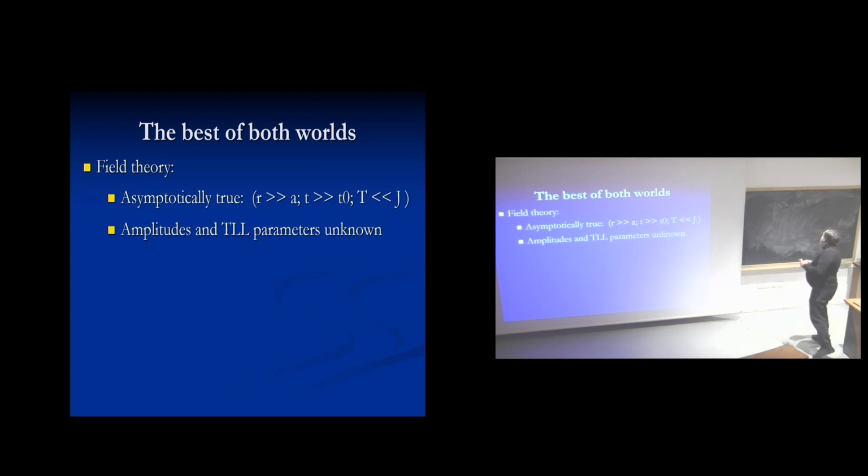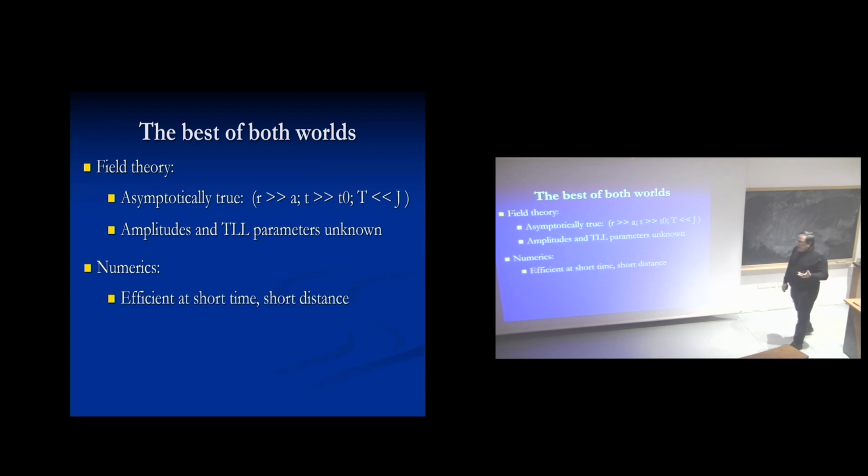But I know potentially it's a power law, and I know which mode is a power law. Now we could turn to numerics, or we can turn to Bethe ansatz. If we turn to numerics, then whatever is your favorite technique, whether it's exact diagonalization, Monte Carlo, whatever, it is very efficient at short time and short distance.